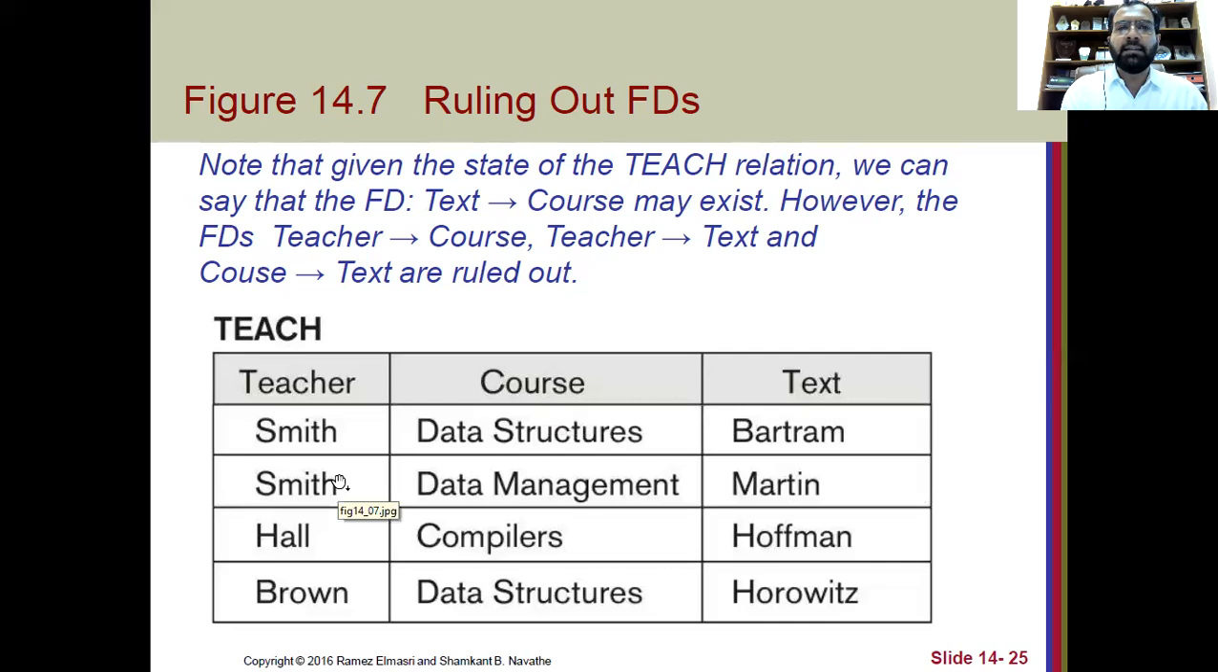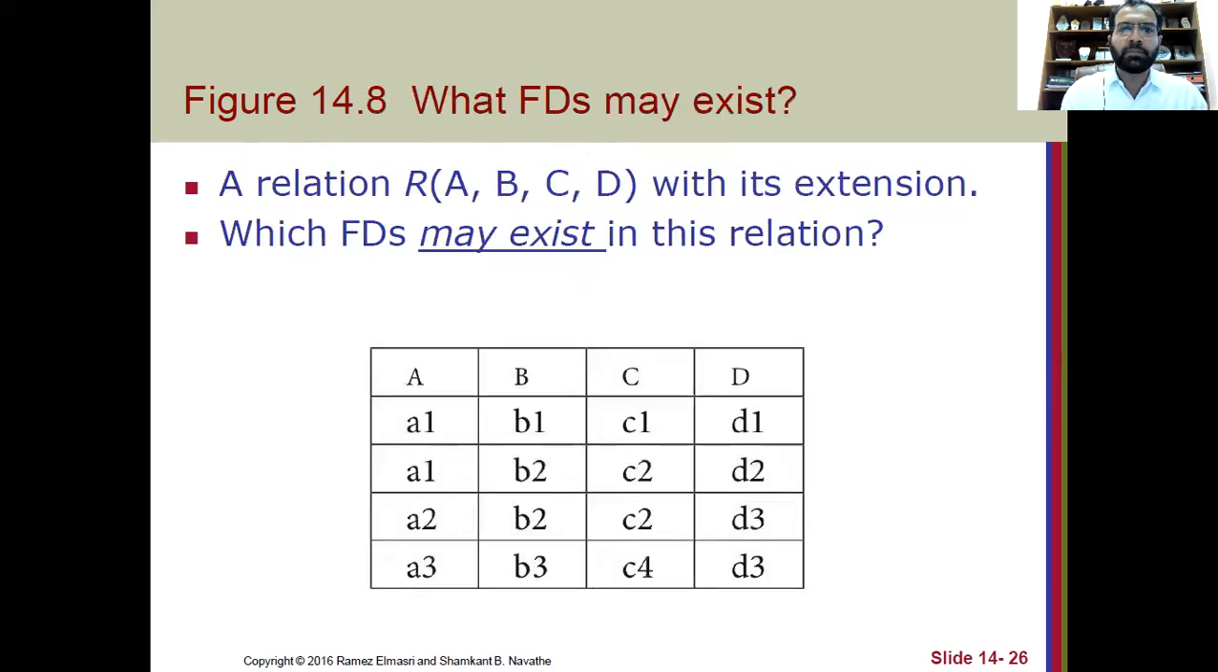Now we can see whether teacher can determine course. We can see Smith. Smith determines data structure. Here, Smith also determines data management. So it means it violates the definition of the functional dependency. So teacher determines course will not exist. So in this manner, we can determine whether those functional dependencies hold or not. This is one example for you.